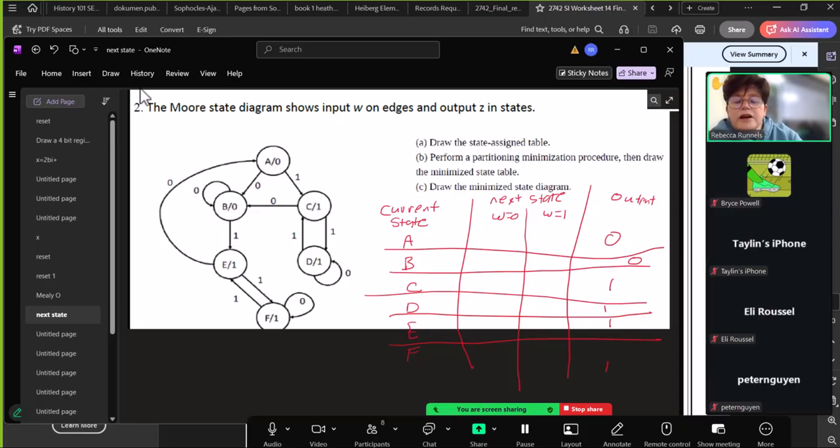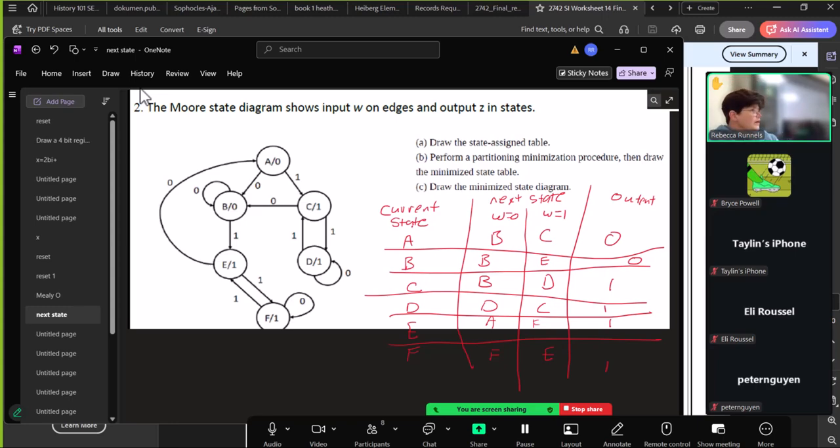Our next state for A, if W is 0, is B. If W is 1, it's C. For B, if it's 0, it's B, and if it's 1, it's E. And for C, if it's 0, it's B, and if it's 1, it's D. For D, if it's 0, it's D, and if it's 1, it's C. And for E, if it's 0, it's A, and if it's 1, it's F. And for F, if it's 0, it's F, and if it's 1, it's E.